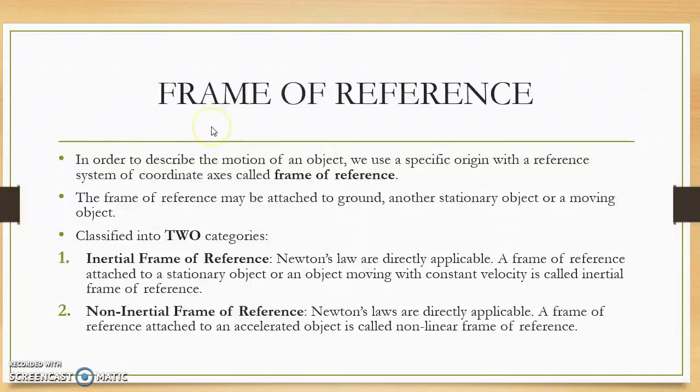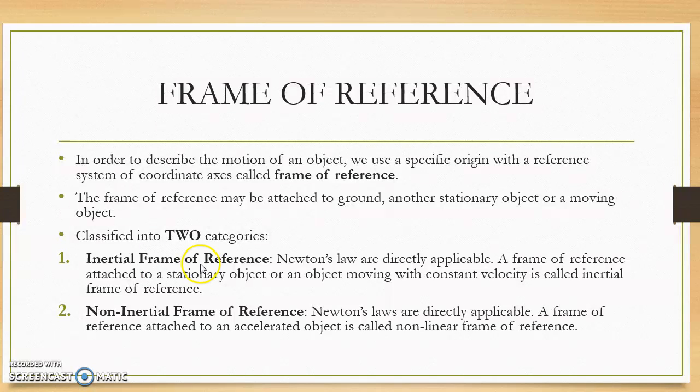Next, we will see what is meant by frame of reference. In order to describe the motion of an object, we use a specific origin with a reference system of coordinate axes called frame of reference. The frame of reference may be attached to ground, another stationary object, or a moving object. Frame of reference is classified into two categories: inertial frame of reference and non-inertial frame of reference.